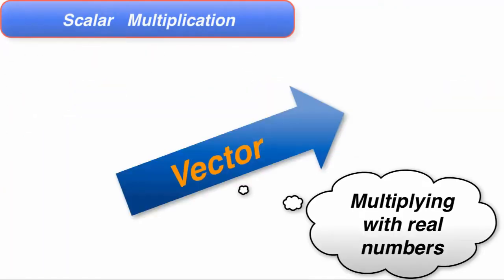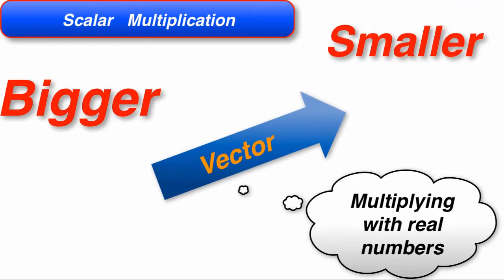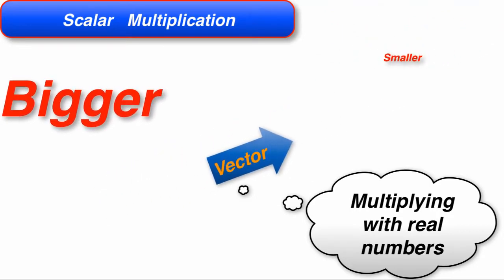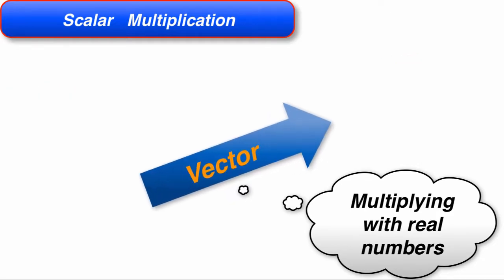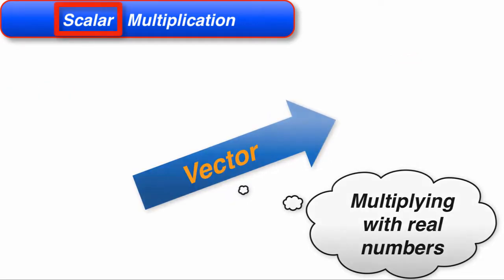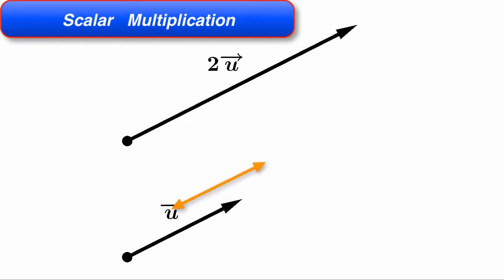We can also scale a vector, making it bigger or smaller, by multiplying the vector with a real number. In vector operation context, such real scaling factors are called scalars. For example, if we have a vector u, we can make it twice bigger by multiplying it by the scalar 2, or we can make it twice smaller by multiplying it by the scalar 1/2.